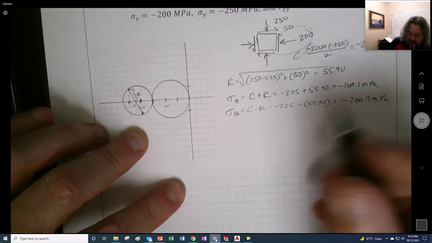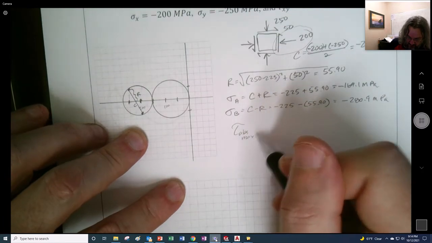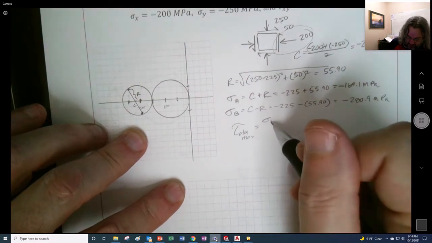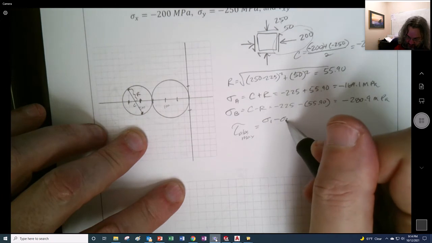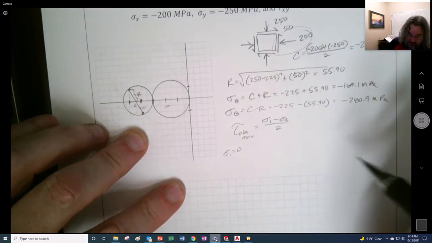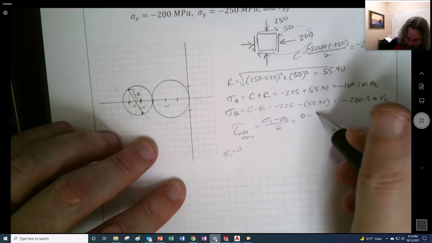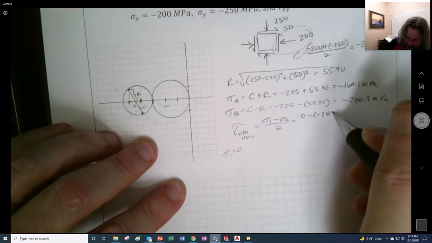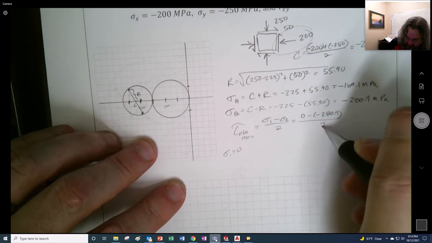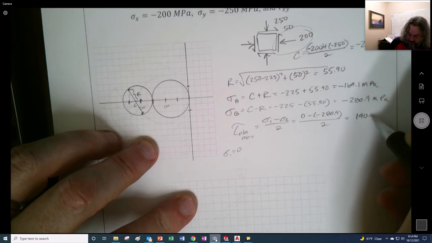And so our tau abs max, remember, is sigma 1 minus sigma 3 over 2, but sigma 1 is equal to 0. So we end up getting 0 minus 280.9 over 2. And so our tau is 140.5.